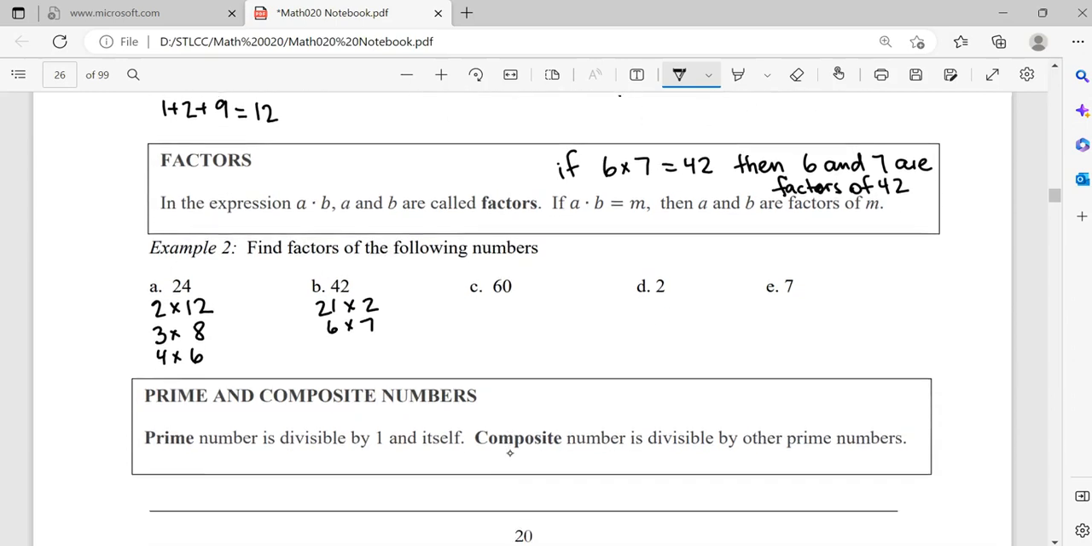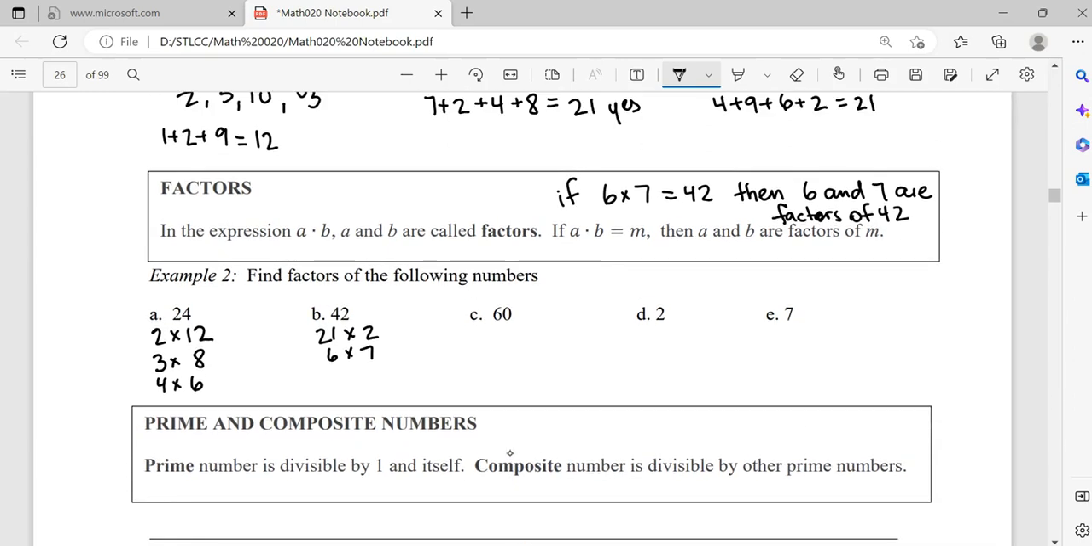Okay. So the next one's 60. 60 could be 6 times 10, 30 times 2, 15 times 4, 20 times 3, and so forth. You get the idea. All right. So those are the factors of 60.